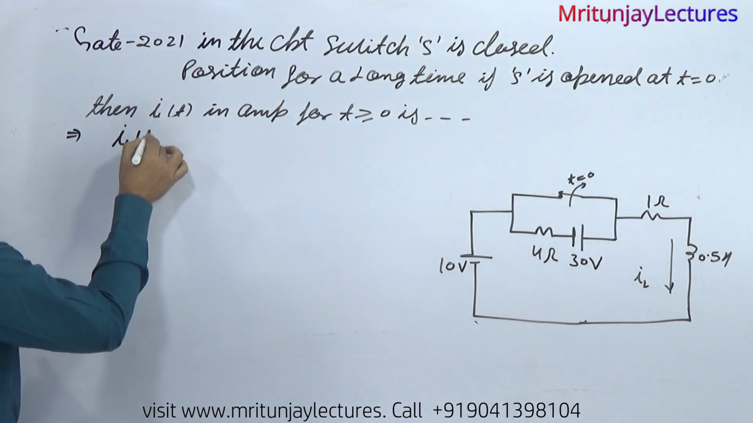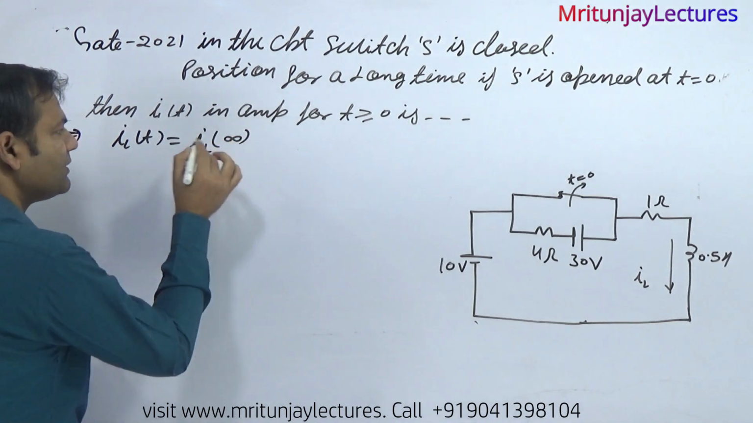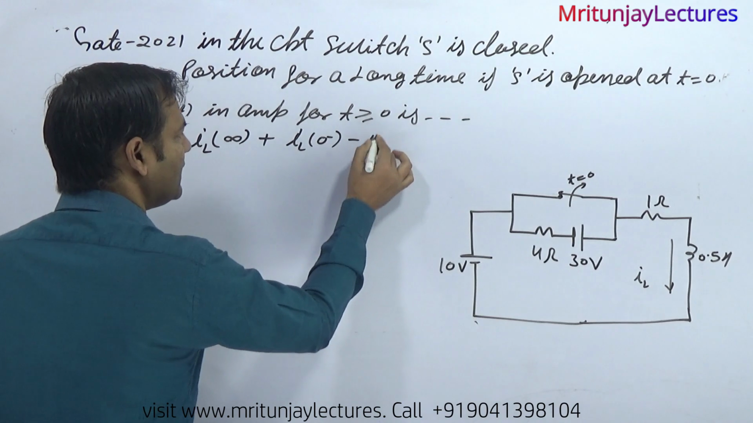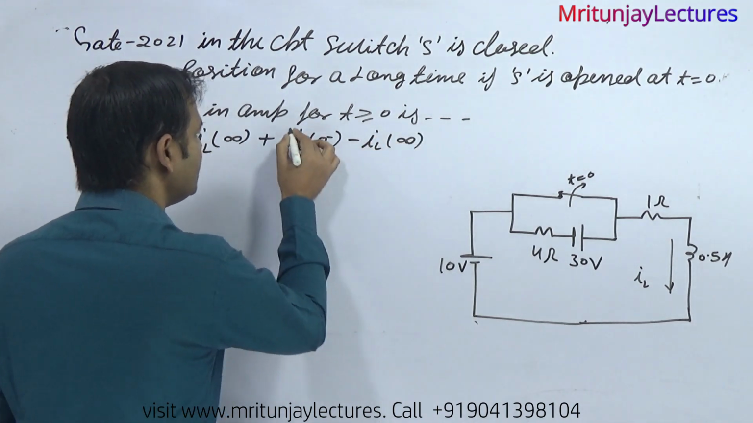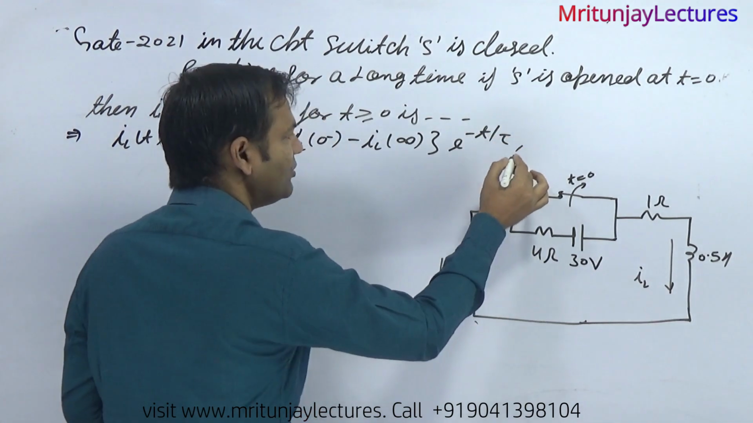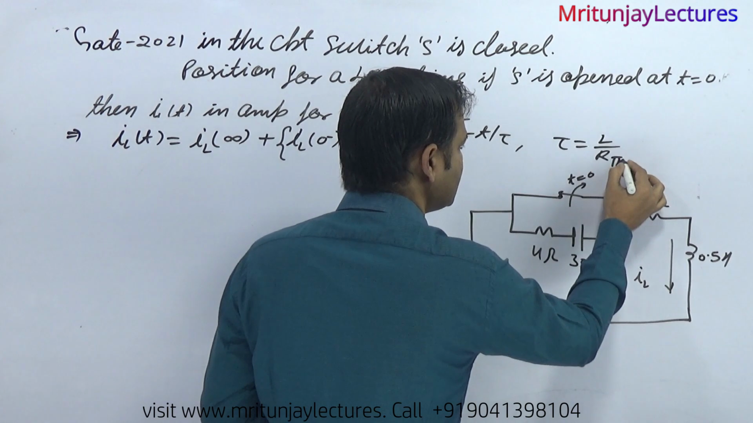That is i_L(t). i_L(t) is equal to i_L(infinity) plus [i_L(0-) minus i_L(infinity)] times e to the power minus t by tau. And what about tau? Tau is equal to L divided by R_TH.